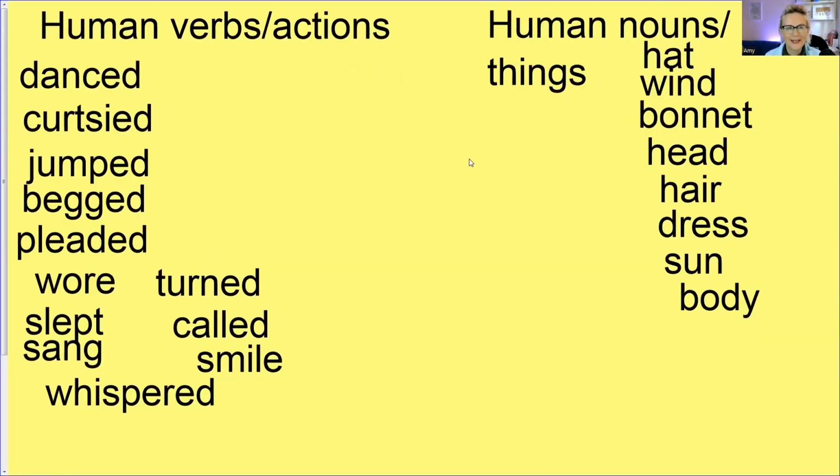Live in the lesson, we spent a little bit of time gathering some more words that are personifying words. So human verbs, human actions, and human nouns or human things that we could put to the flower and we could attribute to the flower in our poem. If you know any more, please jot them down on your piece of paper because you can use them in your poem.